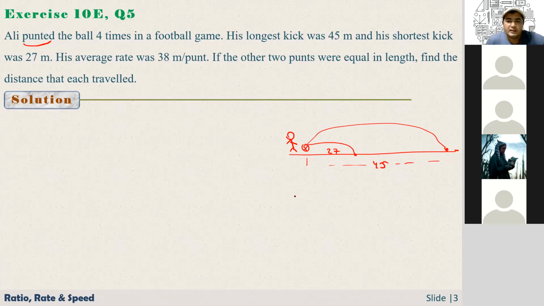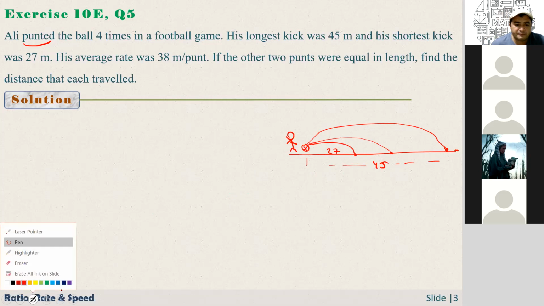What is the question here? His average rate was 38 meters per punt. If the other 2 punts were equal in length, he kicked the second one and it lands here, and the third one, again the same distance. The question is, if the other 2 punts were equal in length, find the distance that each traveled.